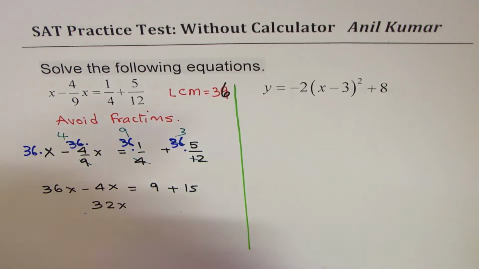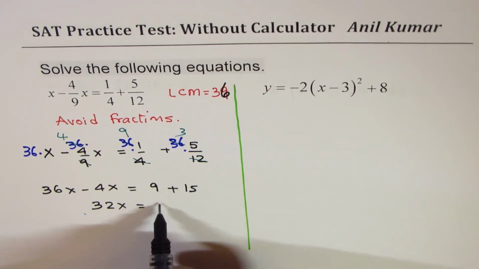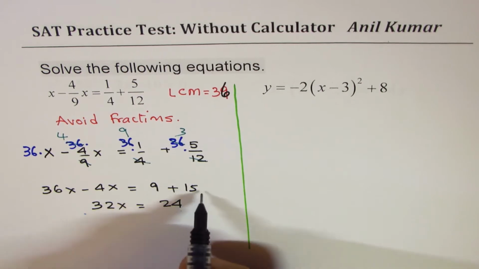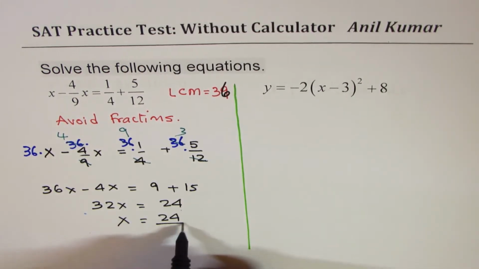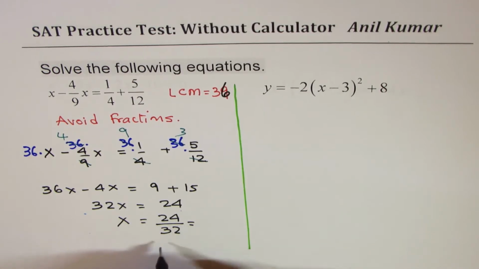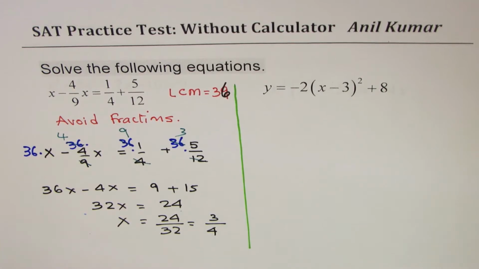32x. Now mind it, all these exercises are without calculator, right? So 9 plus 15 is 24. x equals 24 over 32. You can divide both by 8, right? So 8 times 3 and 8 times 4. So we get our result as x equals 3 over 4. It doesn't really take much time.